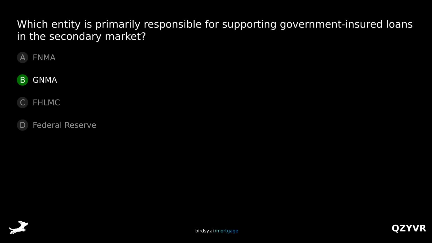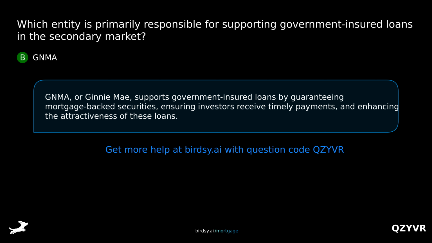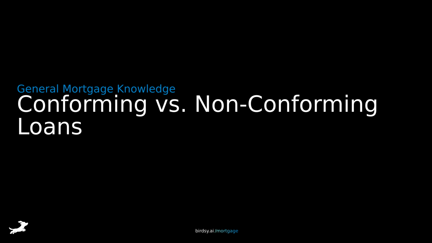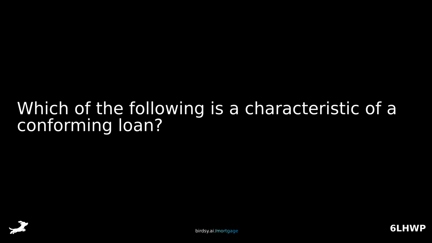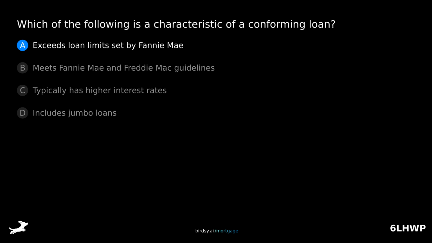GNMA. GNMA, or Ginnie Mae, supports government-insured loans by guaranteeing mortgage-backed securities, ensuring investors receive timely payments, and enhancing the attractiveness of these loans. Conforming versus non-conforming loans. Which of the following is a characteristic of a conforming loan? Is it A, exceeds loan limits set by Fannie Mae, B, meets Fannie Mae and Freddie Mac guidelines, C, typically has higher interest rates, or D, includes jumbo loans? The answer is B, meets Fannie Mae and Freddie Mac guidelines.